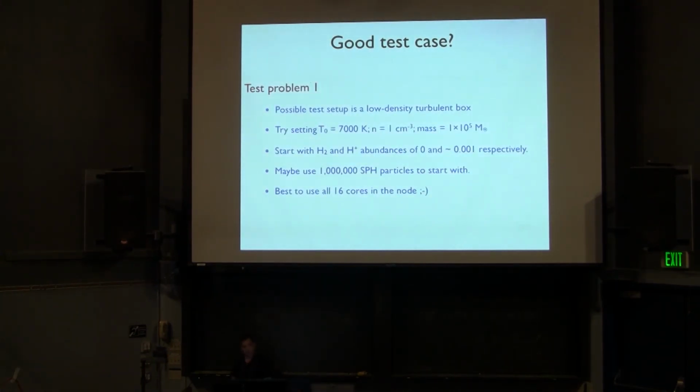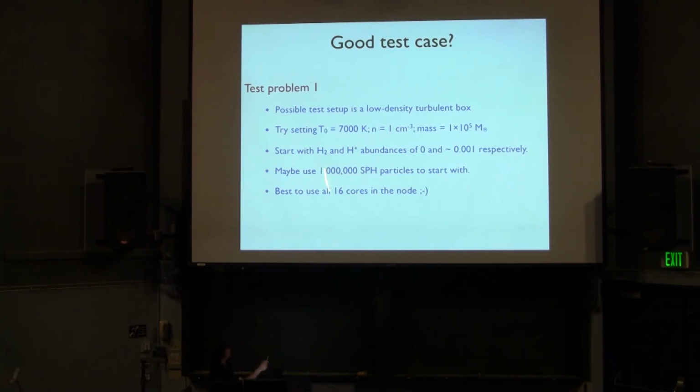Other test cases you can do is just create a turbulent box, start it off with normal ISM densities and run it, and you can start with the H2 and H+ abundances, probably H2 at 0, I'd imagine, if it's going to be ISM density of about 1. And H+ is set by the balance between cosmic rays and recombinations, and for the normal cosmic ionization rate, you find that the H+ fraction should be around about 10⁻³ in the warm neutral medium.